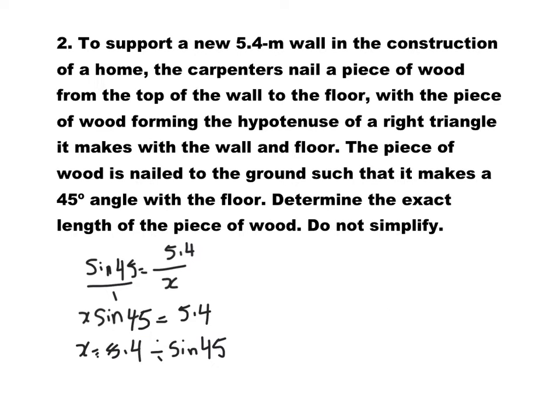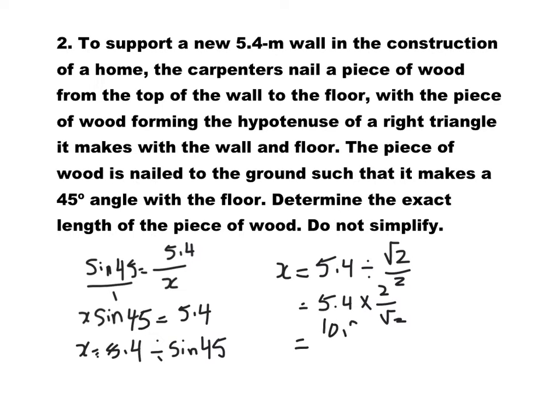But sine 45 is square root of 2 over 2, so x is equal to 5.4 divided by square root of 2 over 2. This is the same as 5.4 times 2 divided by square root of 2, which is equal to 10.8 divided by square root of 2. This is the exact answer. So do not try to use your calculator. Just leave it the way it is.